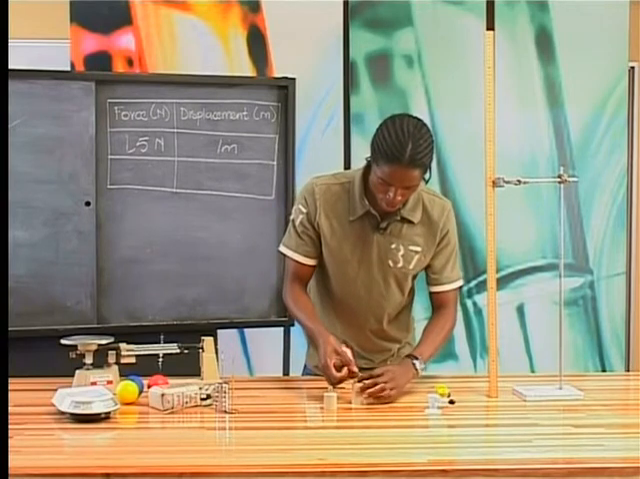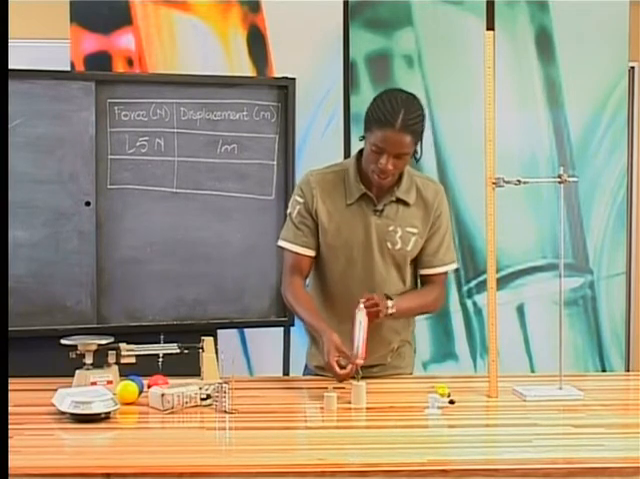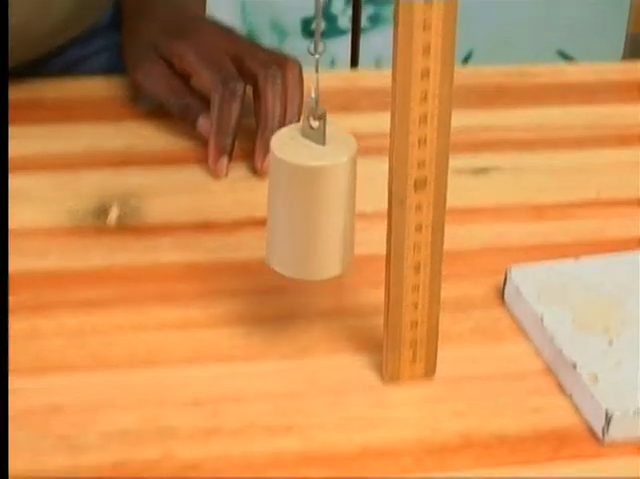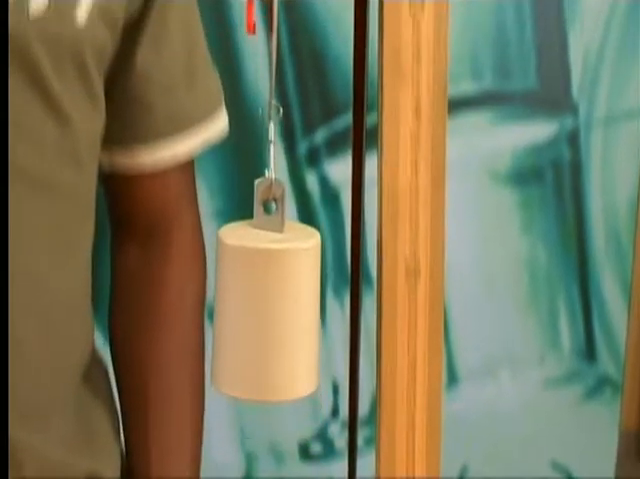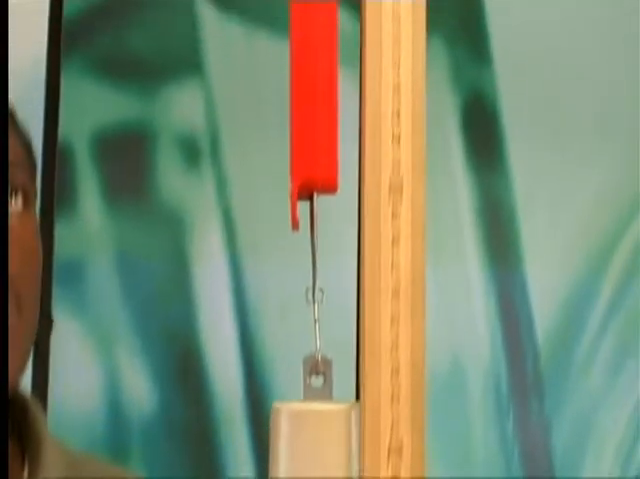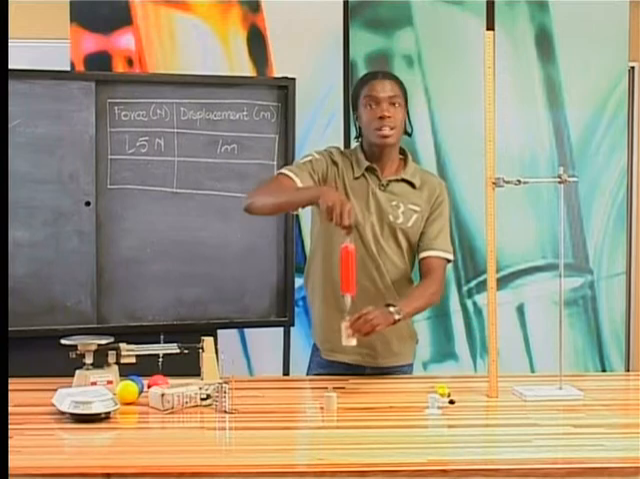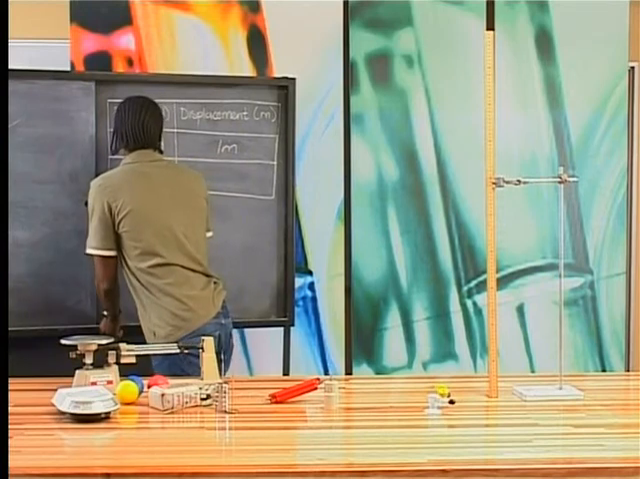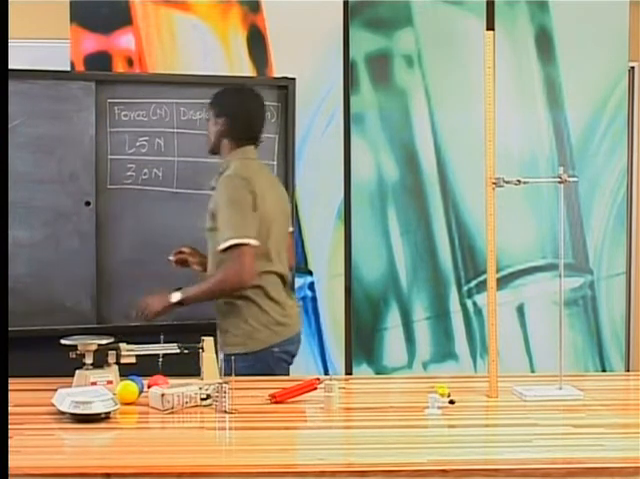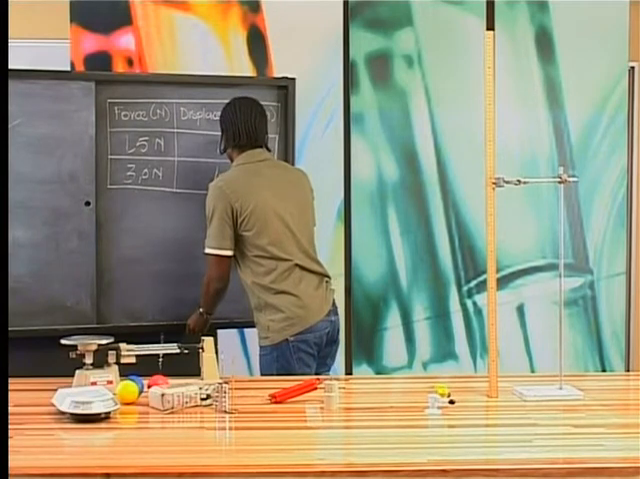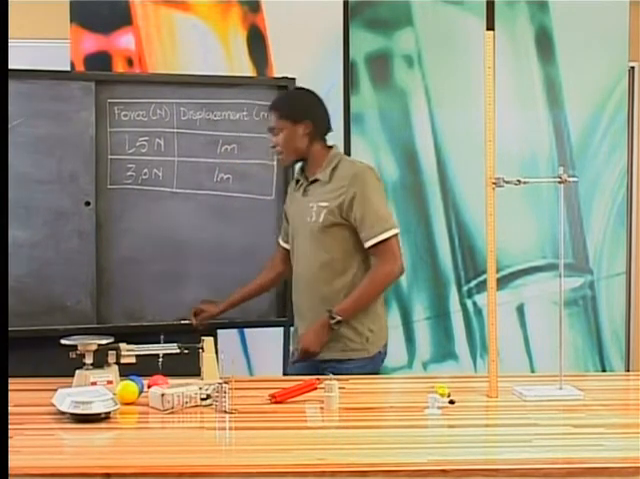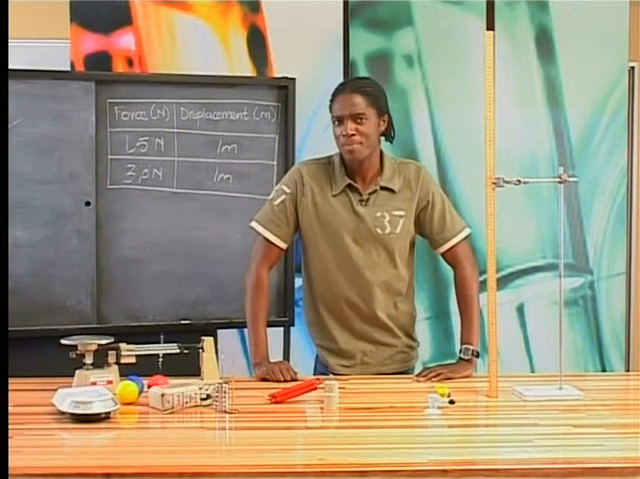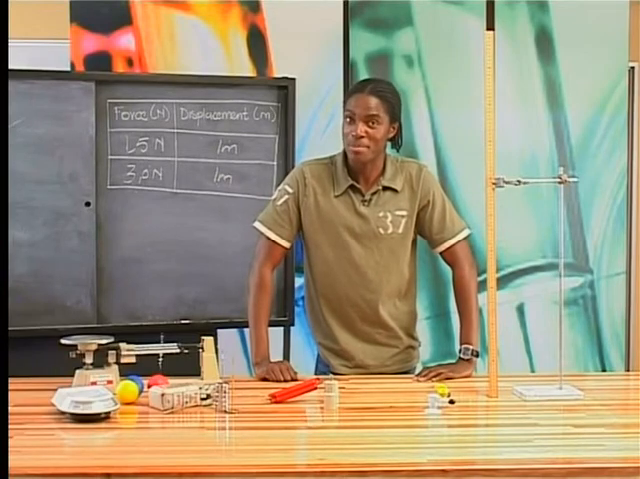Gonna attach the next mass piece, which has a greater mass. So now, to lift a mass piece with a greater mass, we need to apply a greater force. Let's see what happens. And it gives us 3 newtons. 3.0 newtons. The displacement, 1 meter. Now, do you think I've done any work on these mass pieces by lifting them up? Let's go back to the studio to check your answers.